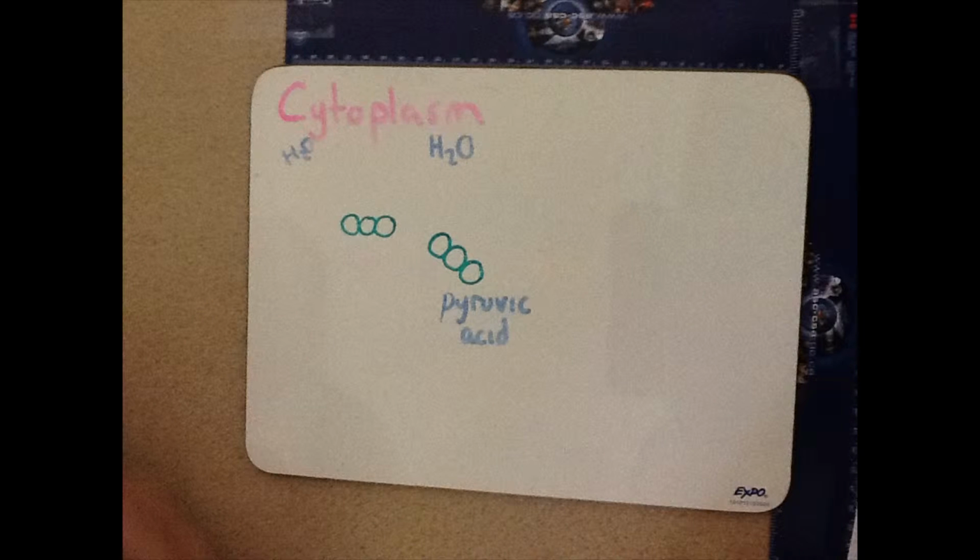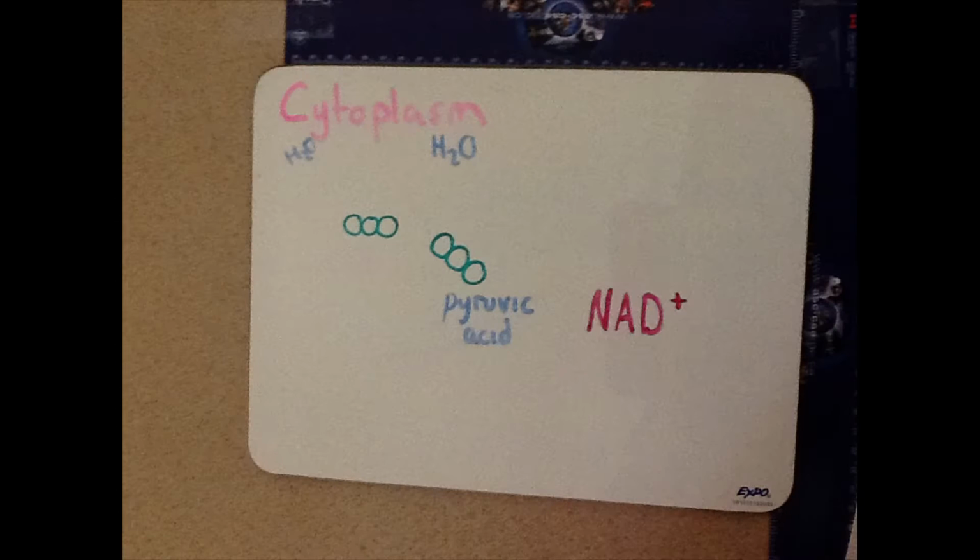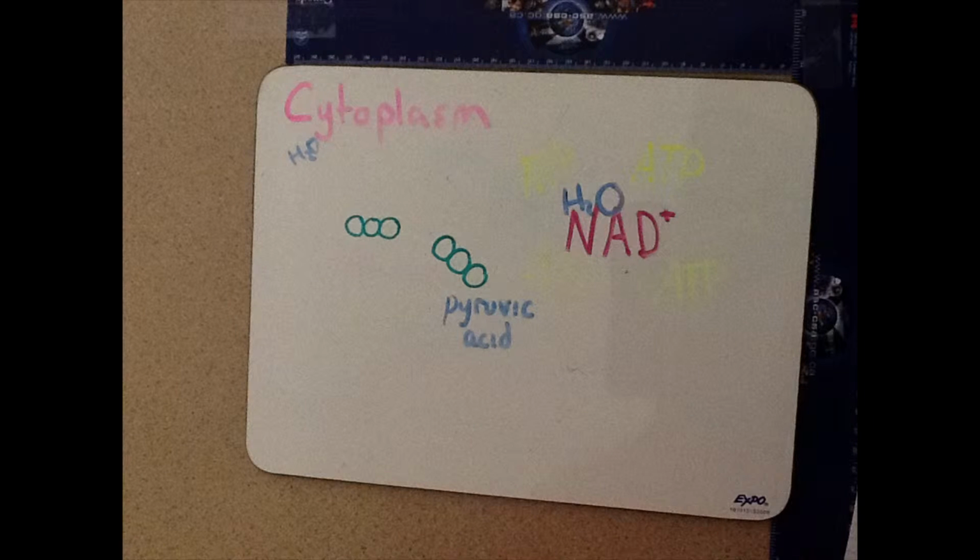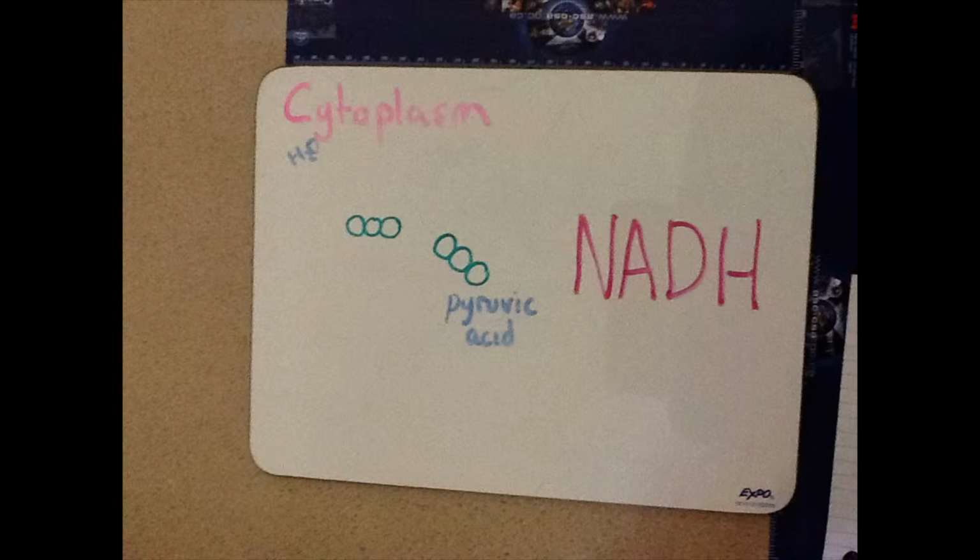A key point to remember is that in the cytoplasm is H2O. This hydrogen atom in H2O will come in handy when NAD+, an electron carrier guy, accepts the hydrogen atom, making 4 ATP in the process. These two components will then become NADH.